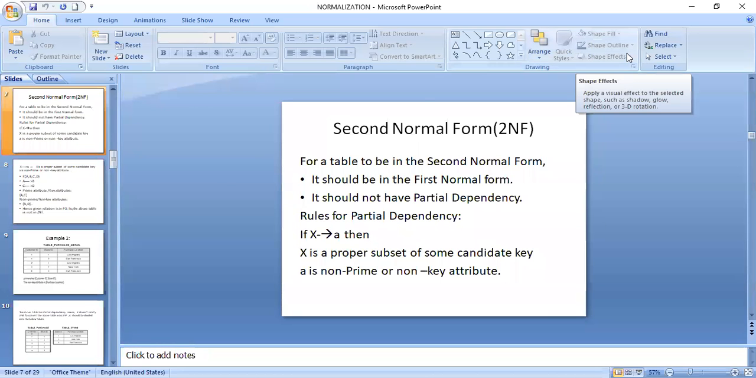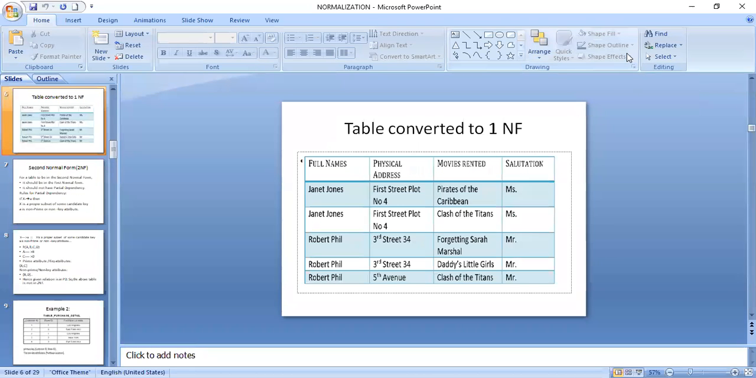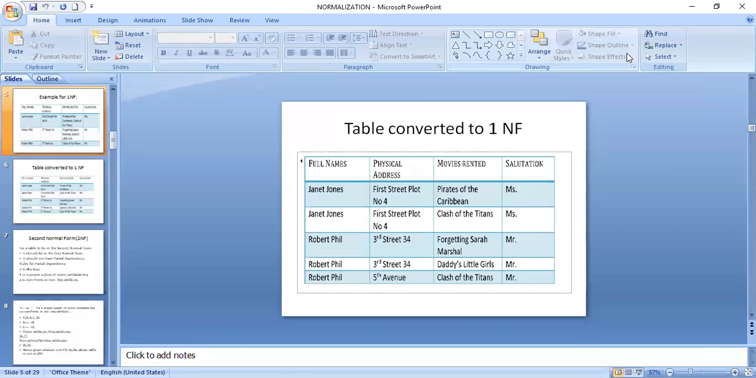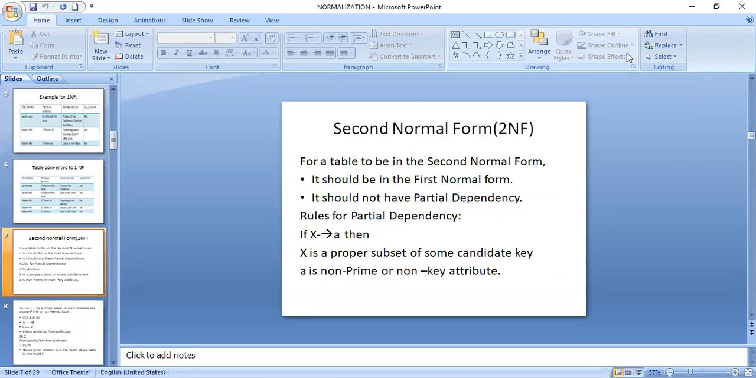Okay guys, let's start with our second normal form. If we have seen our first normal form, it uses two things. One is the table must be atomic, and the second one is it shouldn't have multi-valued attributes or composite attributes. Similarly, the second normal form also has certain constraints to be satisfied.